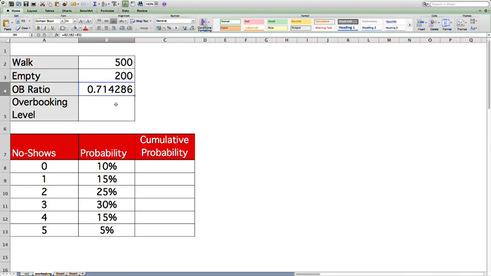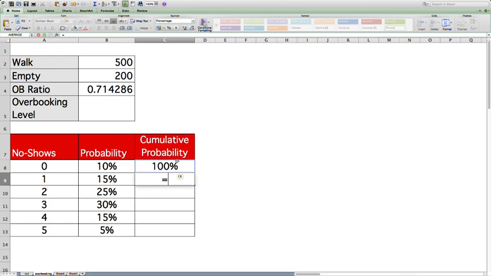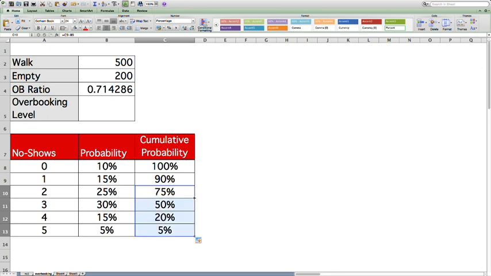So the next thing I need to do is I need these cumulative probabilities so I can figure out how much to overbook by. So I always start off at 100%. And the easy way to do this is that I'm just going to say, well, the probability of one or more no-shows is going to be 100% minus the 10%. So that's going to be 90% of the time I have at least one no-show. And if I pull this down another one, you can see 75% of the time I have two or more no-shows, and I can just double click on this and fill them all the way down.